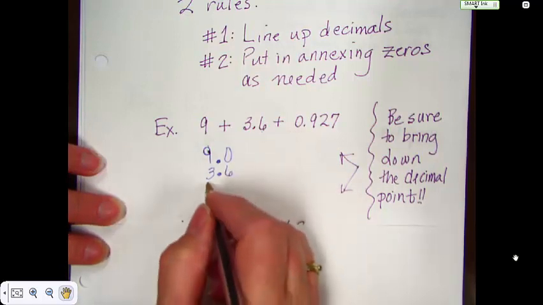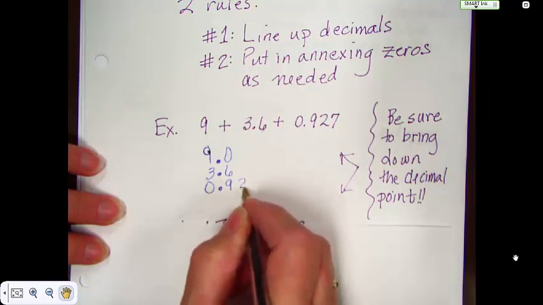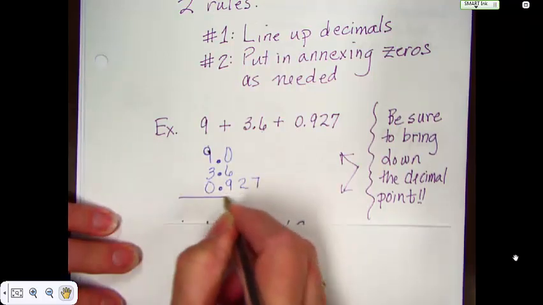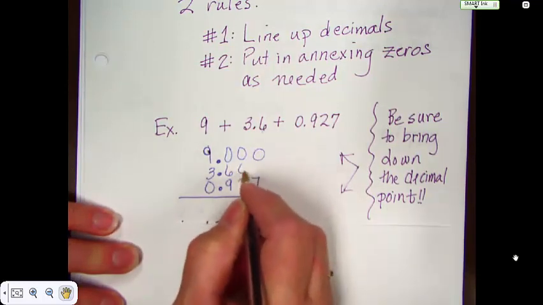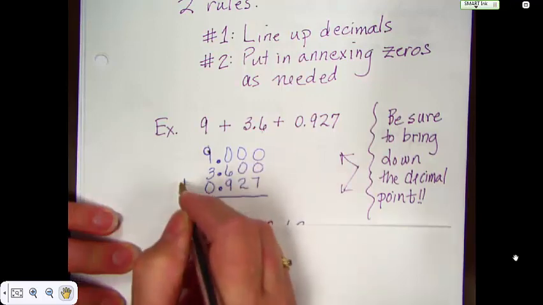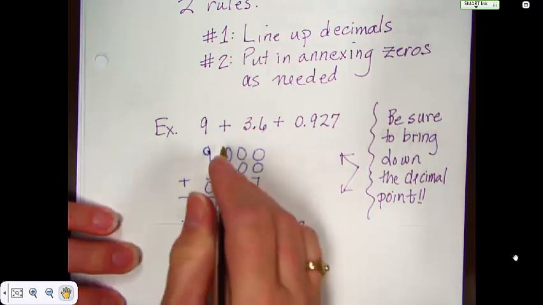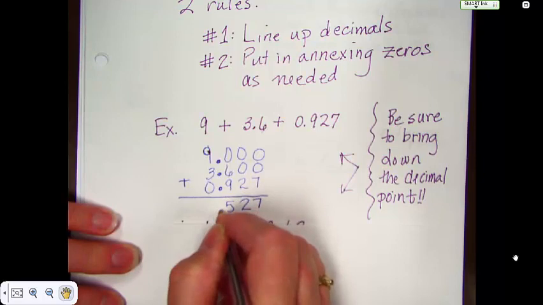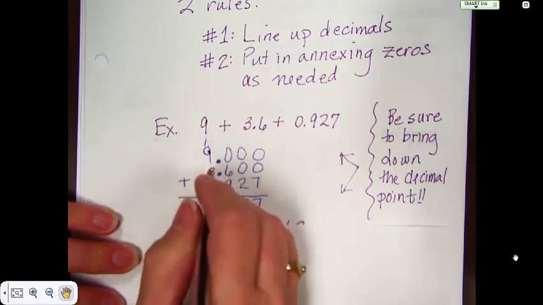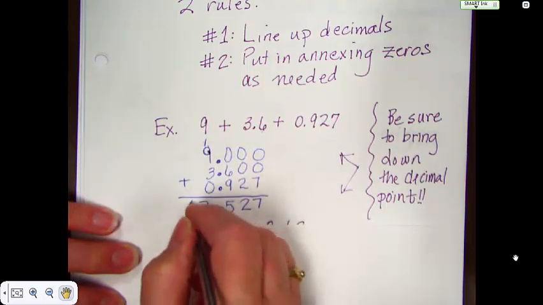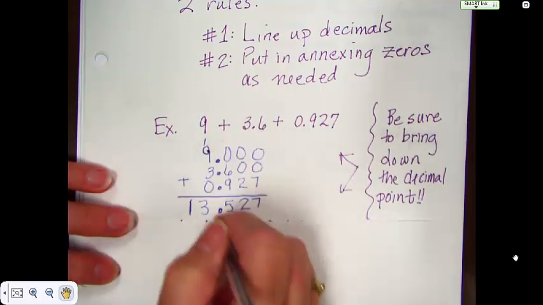And then I look at the last one and I've got 0.927. Well, now I've got two more decimal places. So I've got to account for those, and I would put in my annexing zeros this way. Put my plus there, then I would add down 7 to 15, put in my annexing 0, and some people put it in right away. Bring up my 9. 9 plus 1 is 10, plus 3 is 13. So there would be your total.